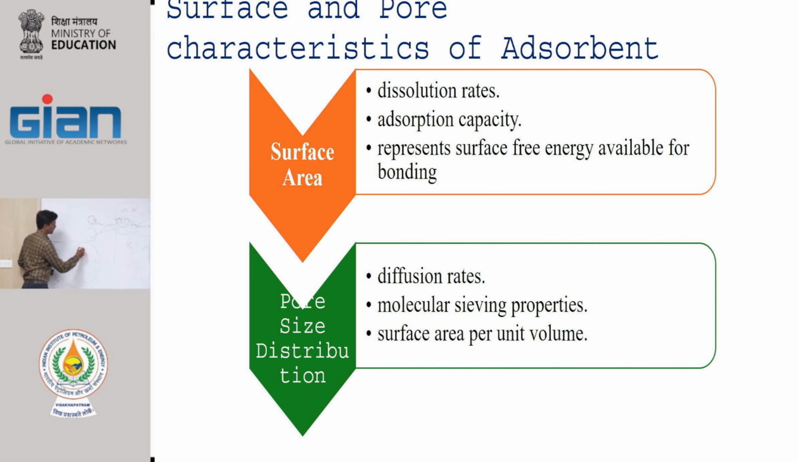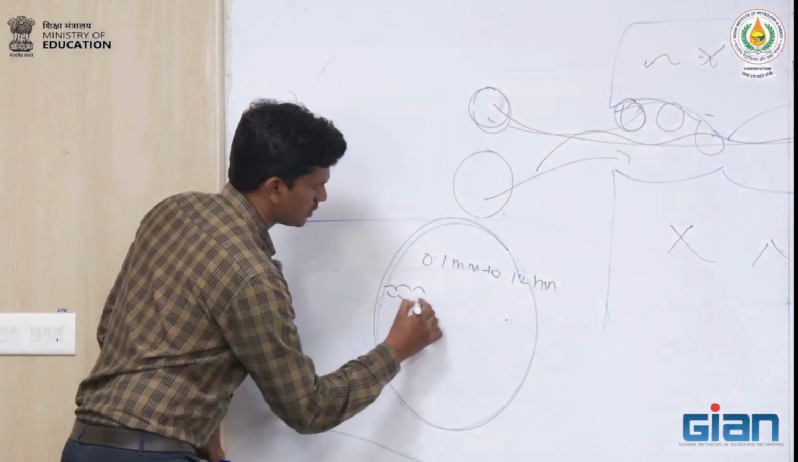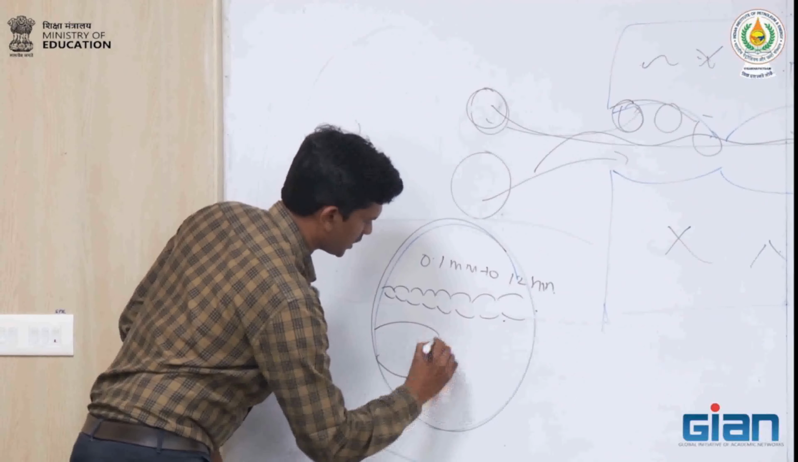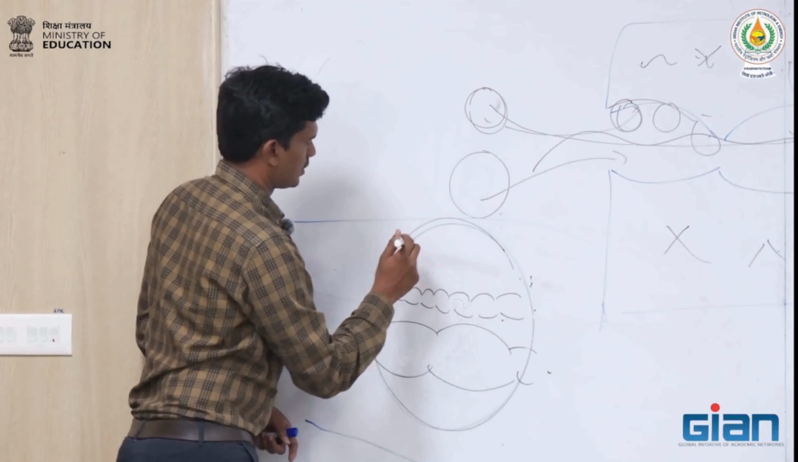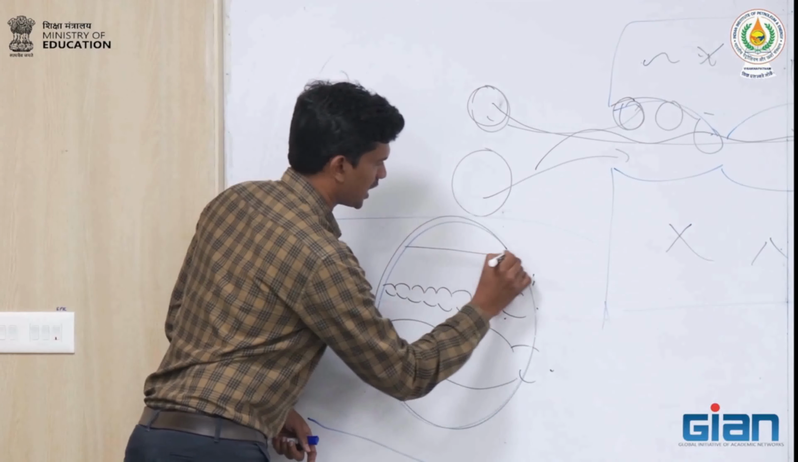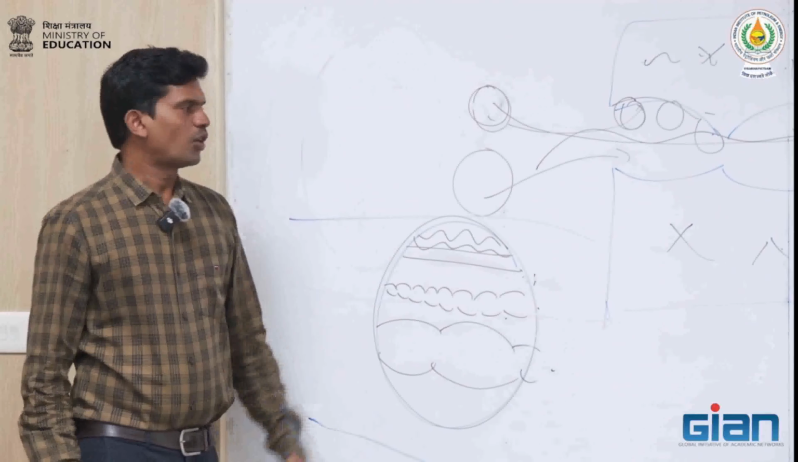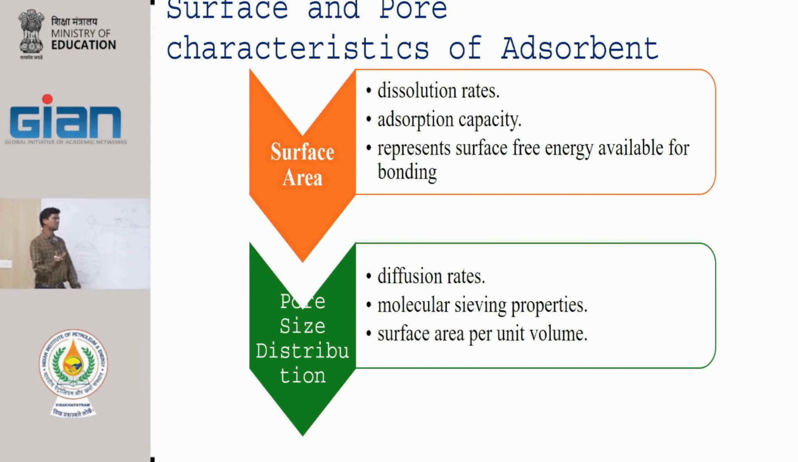So the 0.1 mm to 12 mm is the size of the adsorbent, right? Inside this adsorbent, what are the pores? Like how big these pores are. These pores may be very small, or very big, or like what kind of pores are available. It may be a straight channel, or a zigzag channel, right? So all these things matter. That's why we also have to look into the pore size distribution, what kind of pores are there, right?